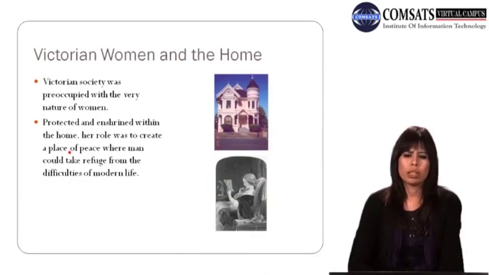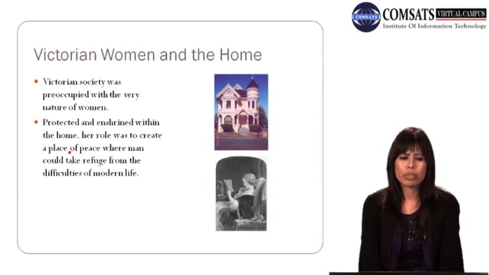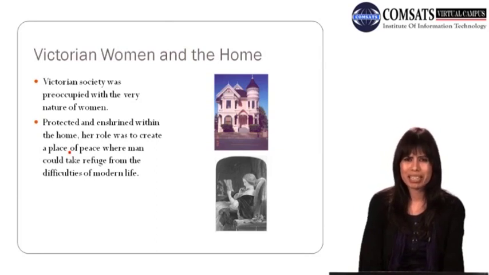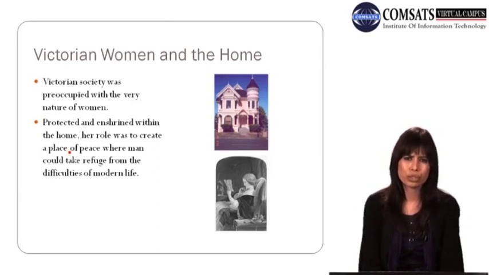All right. Victorian women and the home. Victorian society was preoccupied with the very nature of women. So here you can see, maybe because of Queen Victoria, women were on the top during the Victorian era. Protected and enshrined within the home, her role was to create a place of peace where man could take refuge from the difficulties of modern life.